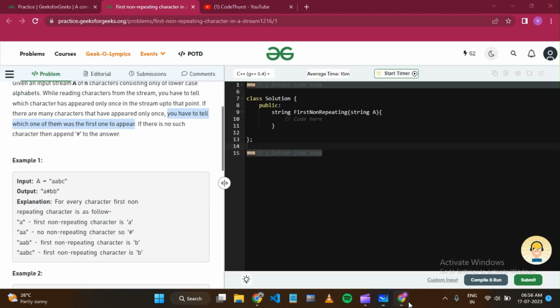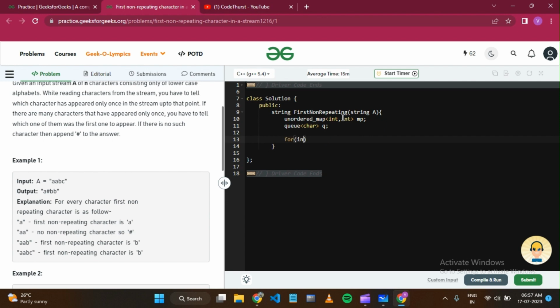So now let's code. What was the first step? The first step was to take the data structures: an unordered map of int comma int. Now another data structure is a queue, q. We will be using q.